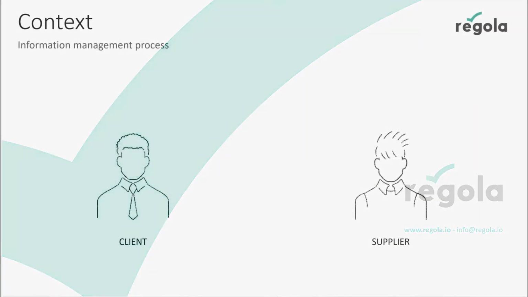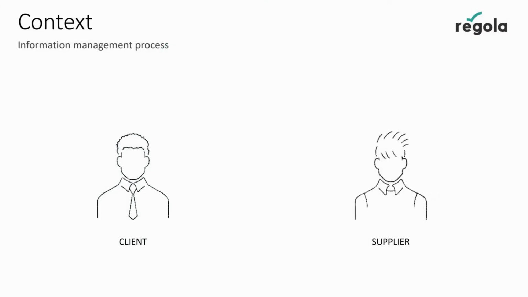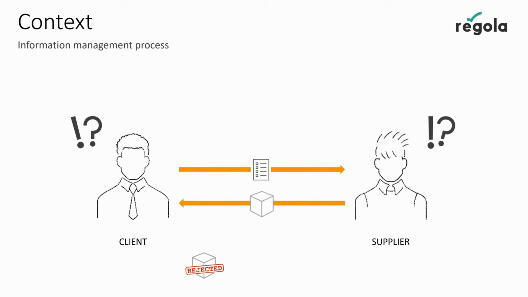In the context of the information management process, open BIM models are requested by clients and provided by their suppliers. But what if a client fails to specify what the model shall contain? Or what if suppliers don't understand what the client wants? The results are a BIM model that doesn't serve its purpose, a long and tedious validation process, and often contractual problems that rise out of it.